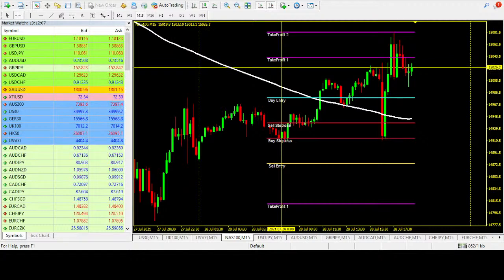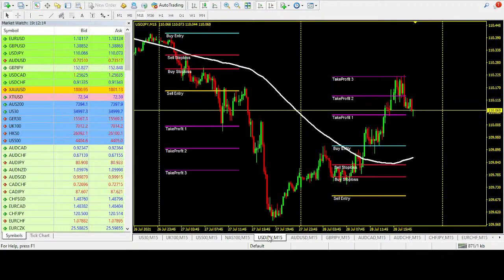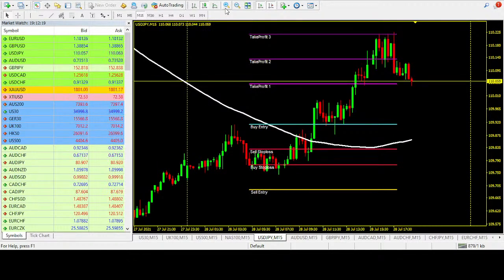So this was a very easy trade. All right, now let's jump to the Forex. Okay, it's just some buy trade that you probably missed if you didn't have the system.